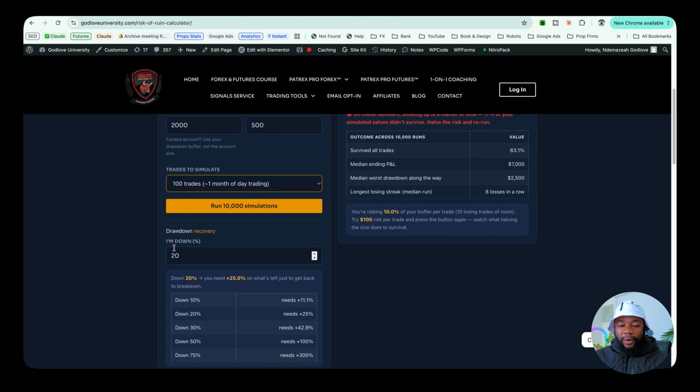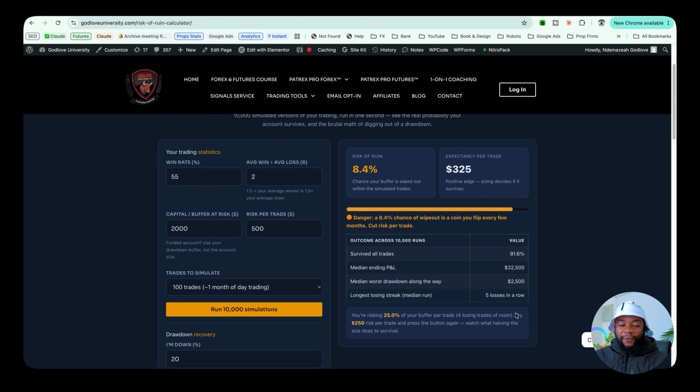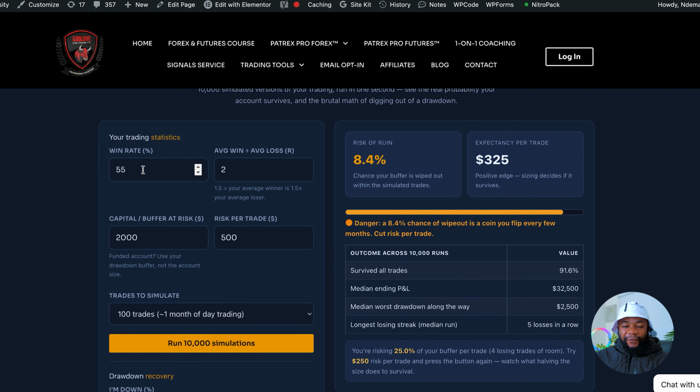And then our drawdown, I don't have any drawdown yet, so let's just leave it like that. Let's run this simulation to see. Voila. So with my strategy of 55% win rate, with an average risk to reward of 1:2, a max drawdown of $2,000, and I'm risking $500 per trade, you can see my expectancy per trade is $325. Meaning anytime I press buy or sell, whether it's a loser or a winner, my expectancy value is $325. Can you see that?